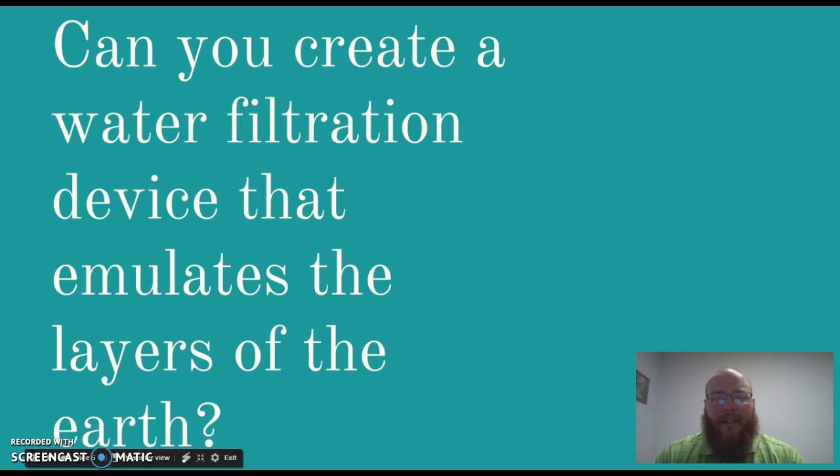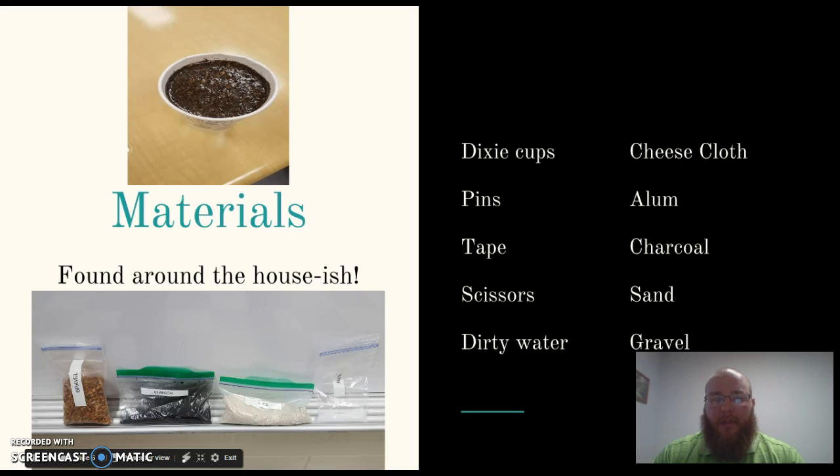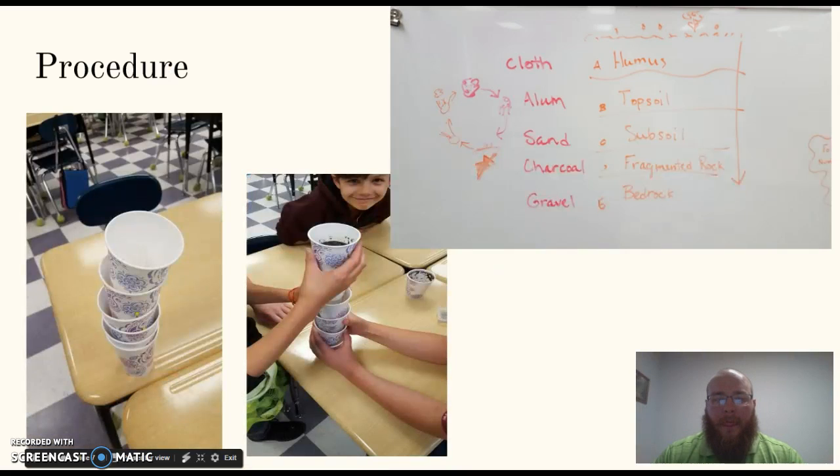So the experiment consisted of the goal or the task of creating a water filtration device that emulated the layers of the Earth. The materials they were given were the ones from the pack. I also included Dixie cups, pins, tape, scissors, some dirty water, some dirt rather, coffee filters, anything they needed in order to make their device. As a group, we decided that stacking the cups on top of each other with some holes in each cup would emulate that process of filtration.